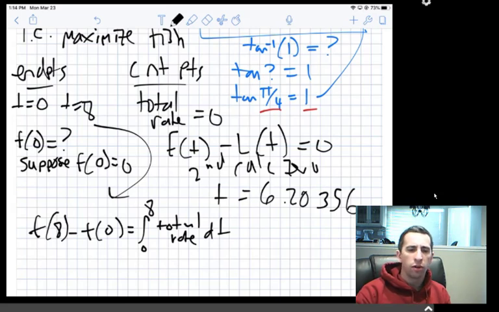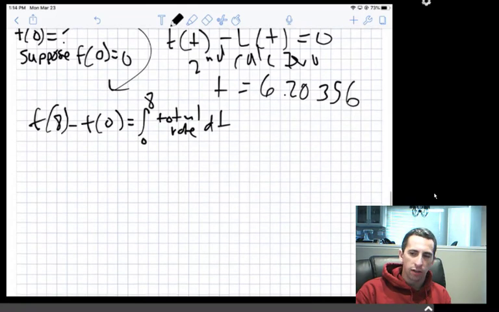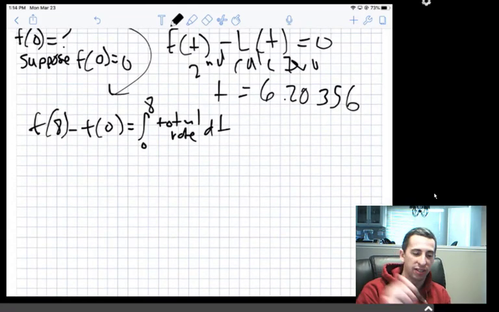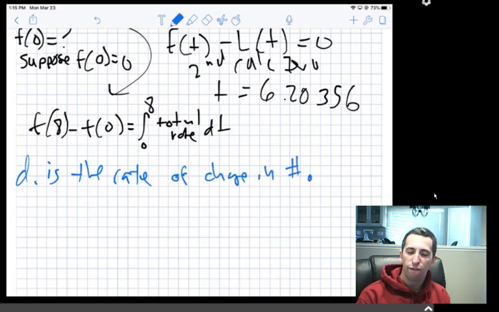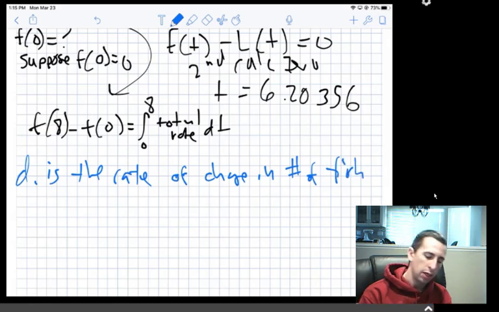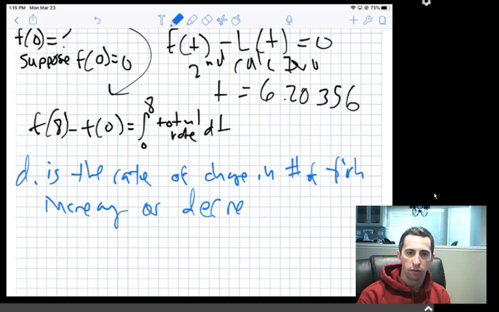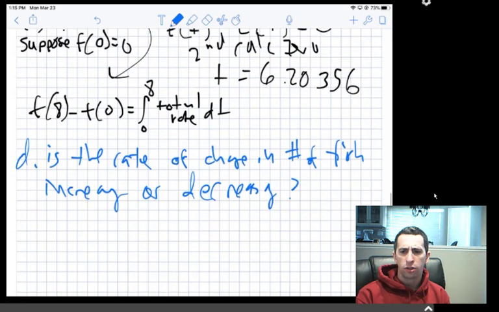The next question was on 1D. So let's take a look at this, because this is a weird one, and we have to think about this really carefully. So 1D says, is the rate of change in the number of fish increasing or decreasing? So this is what Anna asked about. This is a good question because you've got to think through this pretty carefully. Yeah, I agree, the wording is messed up.